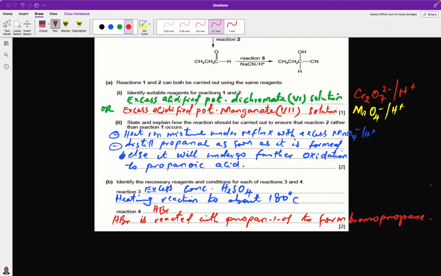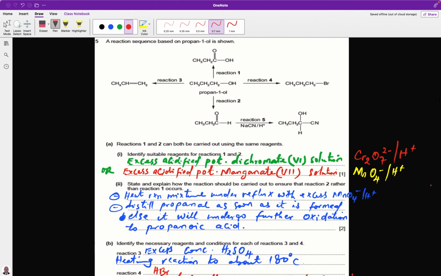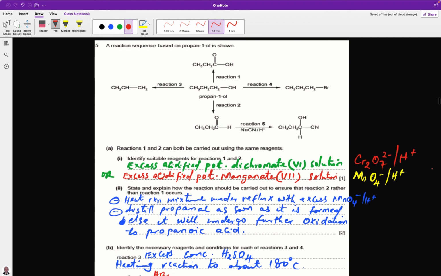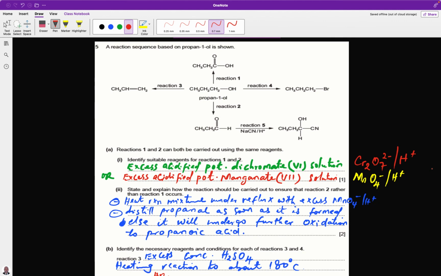So learners, all these synthetic routes, you are supposed to know them very well. Be used to these synthetic routes. You should know what is happening in each of the routes: reaction 1, reaction 2, reaction 3, reaction 4, and reaction 5.